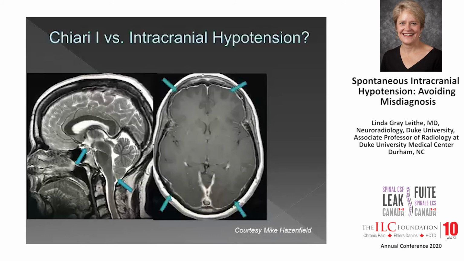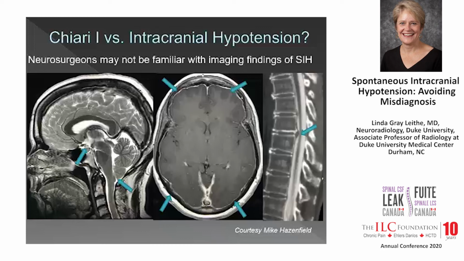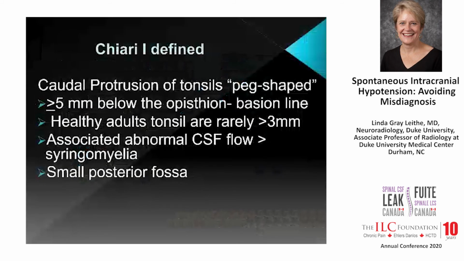So all of these findings were not due to a Chiari malformation, but were rather due to a leak caused by a thoracic disc which had penetrated the thoracic spinal dura. So neurologists and neurosurgeons may also not be familiar with the imaging findings of intracranial hypotension or hypovolemia.